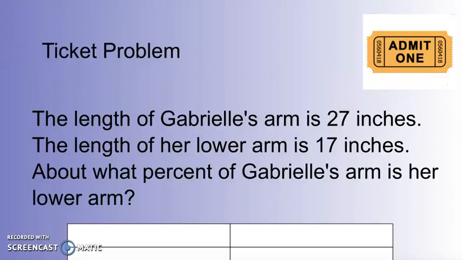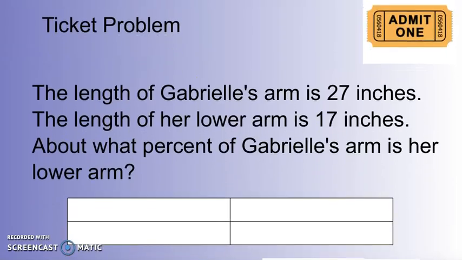Okay, here's your ticket problem for tomorrow. The video is nice and short. What I would like you to do is figure out about what percent of Gabrielle's arm is her lower arm. So you're actually finding a missing percent. So remember, that means that the percent box should be the one that's empty.